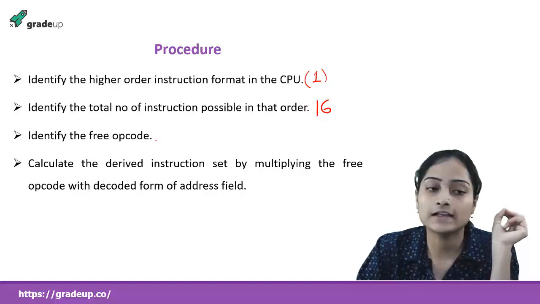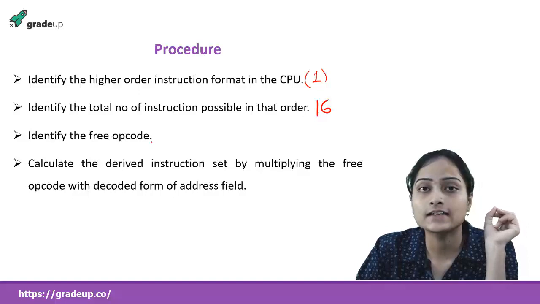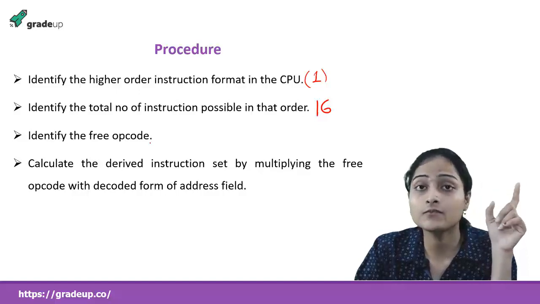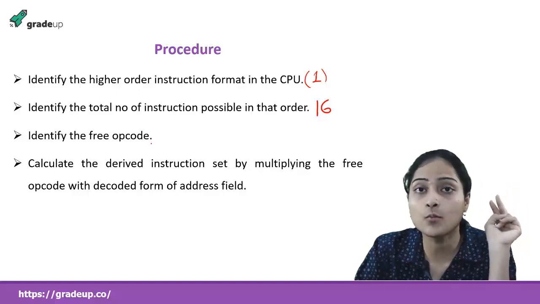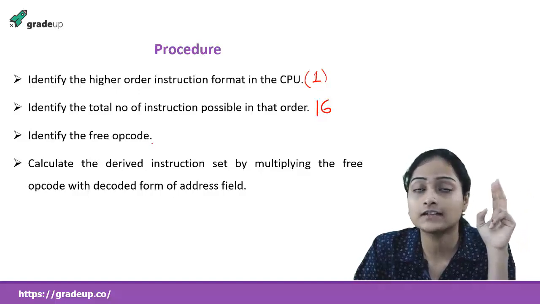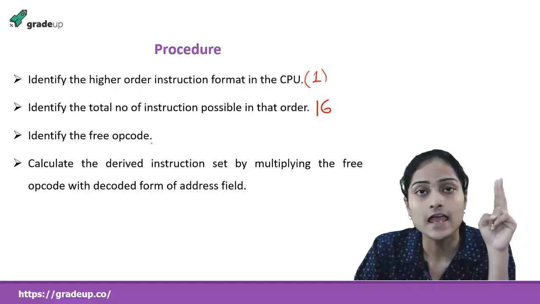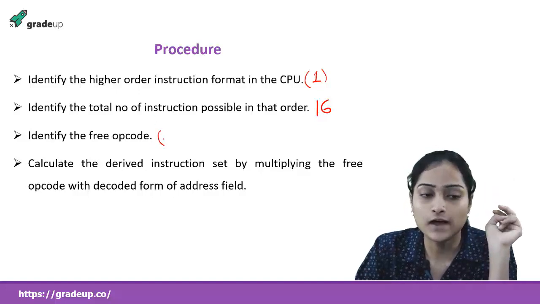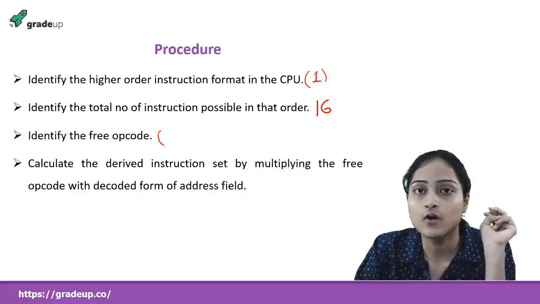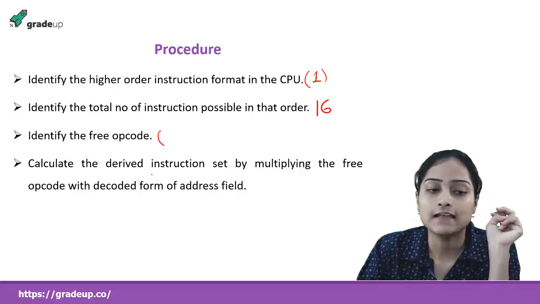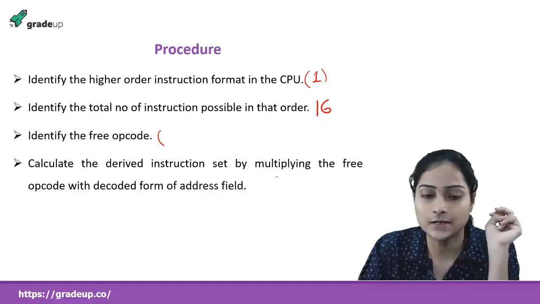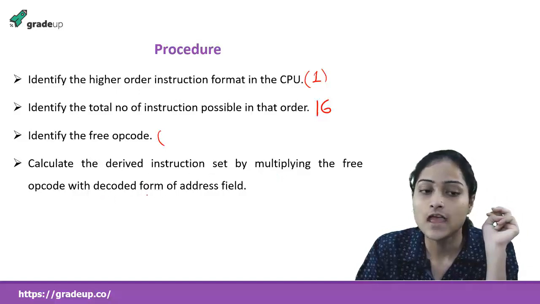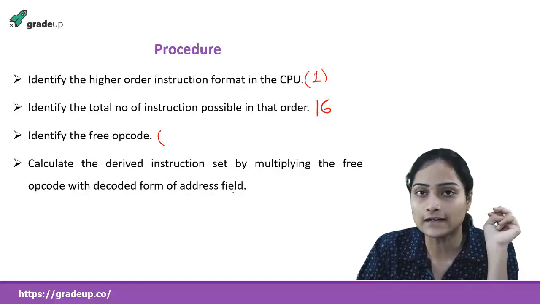Then identify the free opcodes. There, we were using 14 opcodes for my instructions and 2 were free. So I have to identify that number of free opcodes. Then calculate the derived instruction set by multiplying the free opcodes with the decoded form of the address field.